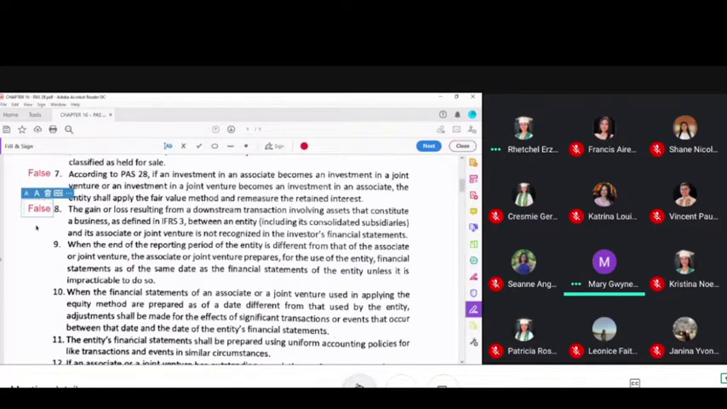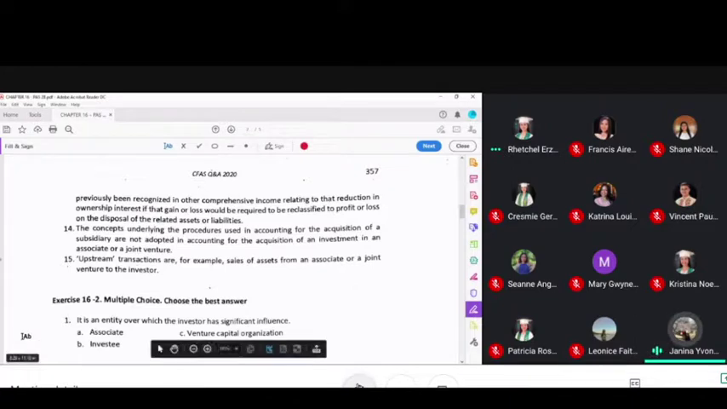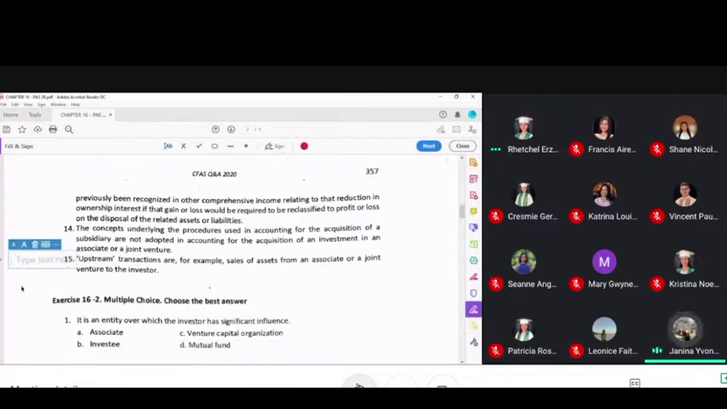Can we proceed to 15 first? Upstream transactions are, for example, sales of assets from an associate or a joint venture to the investor. True, sir. Okay, true. And the opposite direction would be your downstream, as was mentioned in number 8. So upstream and downstream is just the direction of the transaction.